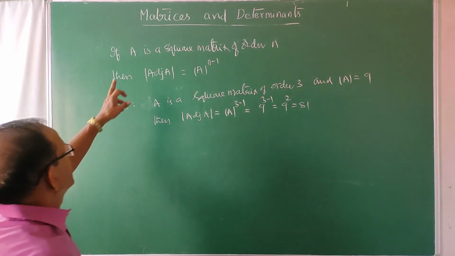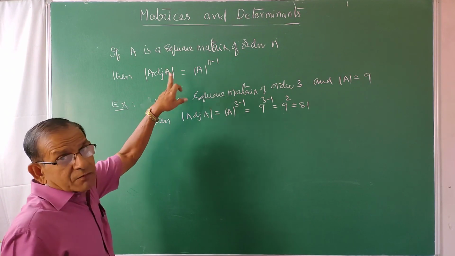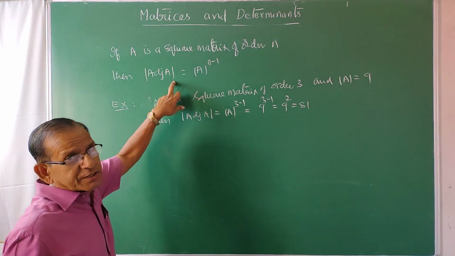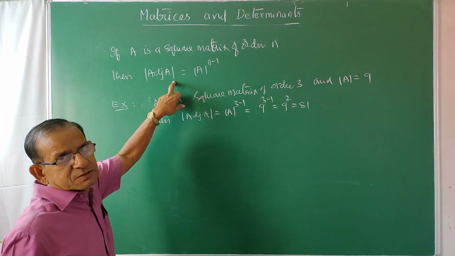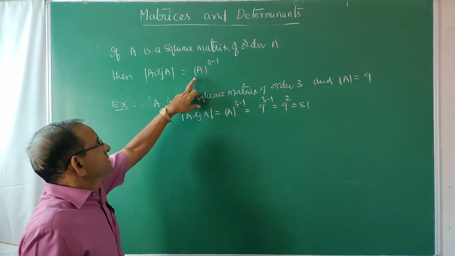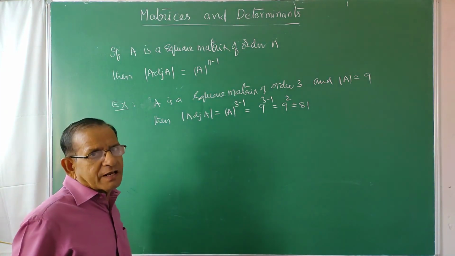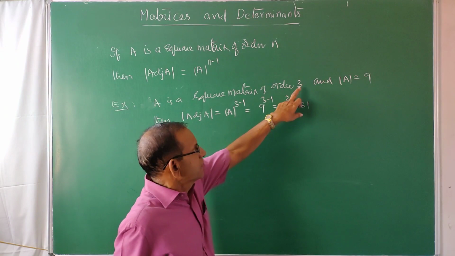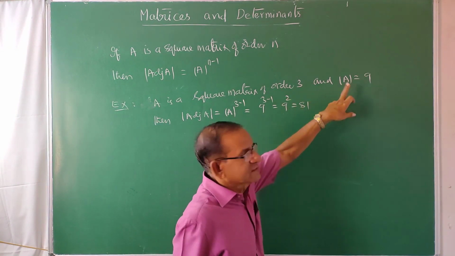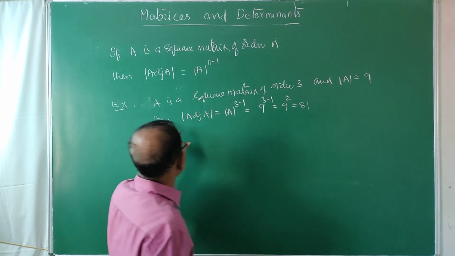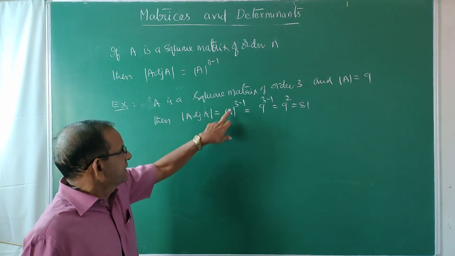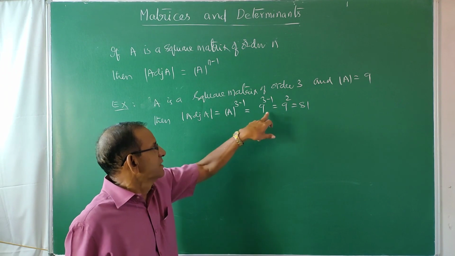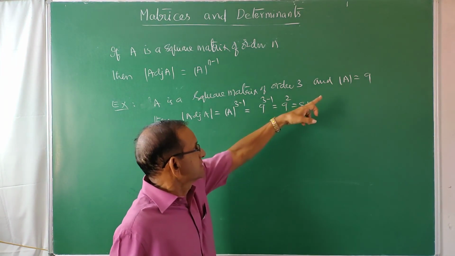Now A is a square matrix of order n. Then determinant of adjoint A. Adjoint A is also a matrix, it is the transpose of the cofactors. It is equal to determinant of A whole power n minus 1. For example, if A is a square matrix of order 3, here n is 3 and det A is given as 9. What is determinant of adjoint A? It is det A whole power n minus 1, that is 3 minus 1. That is det A whole square. Det A whole square means 9 square, because det A is 9. 9 square is 81.